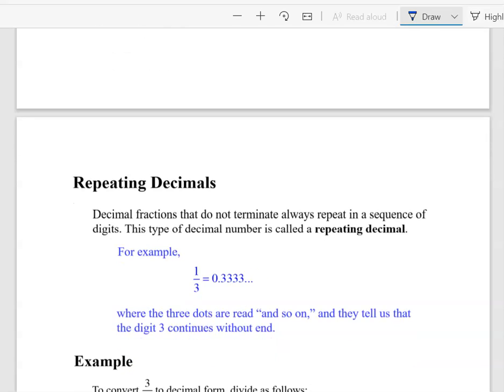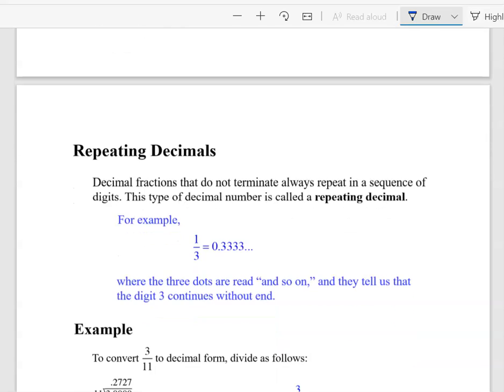Repeating decimal. A repeating decimal is different than a terminating decimal because a terminating decimal comes to an end. It has a remainder of 0, but a repeating decimal does not come to an end. Here's an example. If you did 1 divided by 3 in your calculator, you're going to get this.